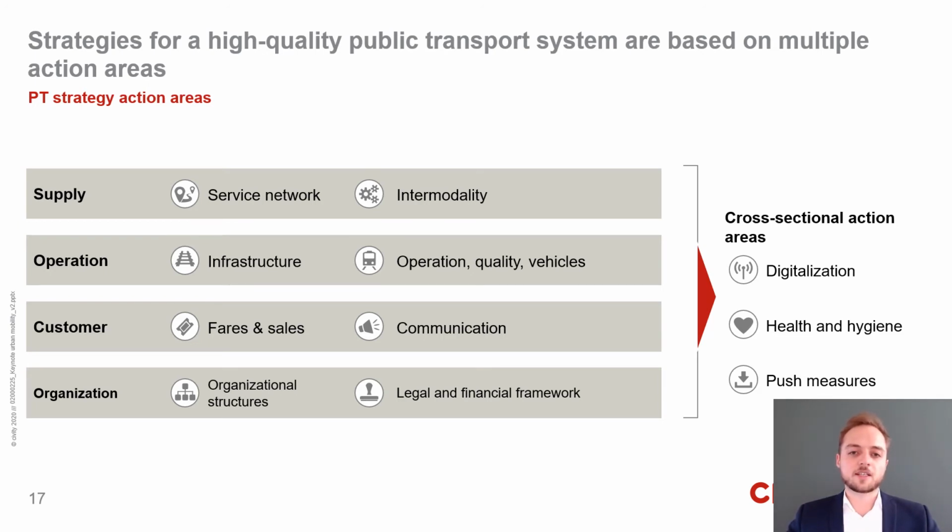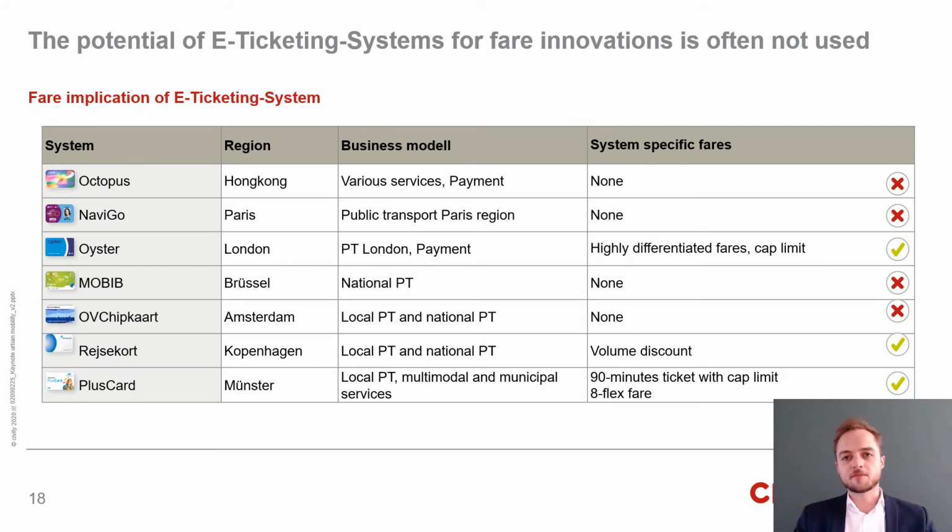And the second topic I'd like to talk about a little bit more is the fares and sale part, because I read that some of you are also thinking about some e-ticketing, so we'll give you a short overview about what can be done there. First of all, to e-ticketing systems. We saw that some of you are thinking about this in their project descriptions, so we want to give you a short overview about different systems that are currently in place, how they differentiate their business model, and if they use this e-ticketing system to put some fare innovation into place.